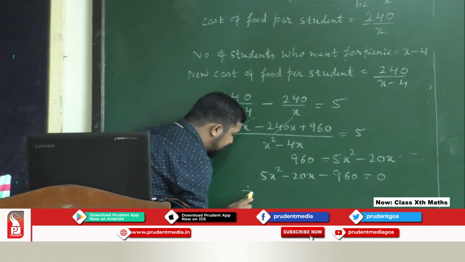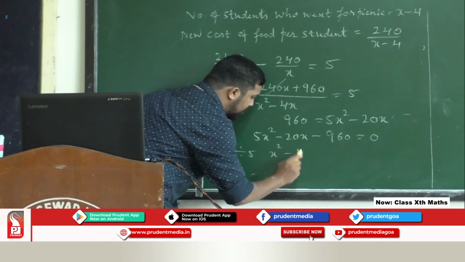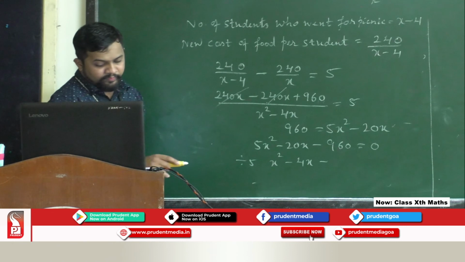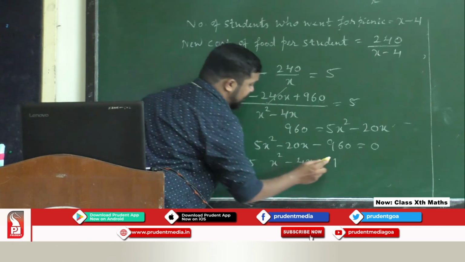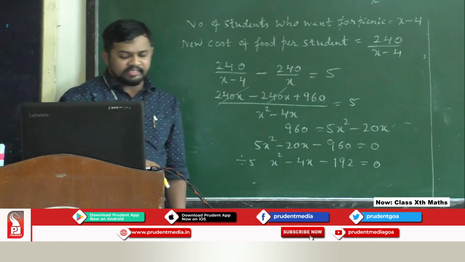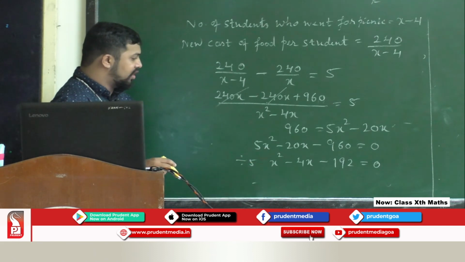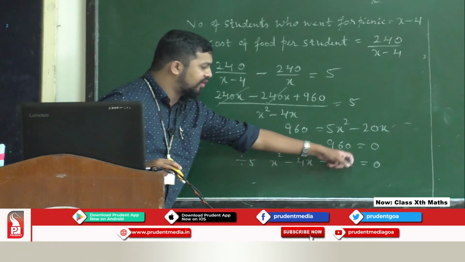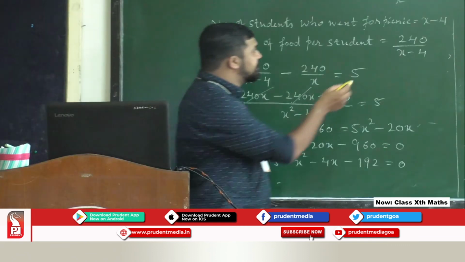Let us divide this by 5. So x square minus 5 4s are 20, that is 4x minus, so 960 divided by 5 you will get 192: 5 ones are 5, 5 nines are 45, 5 twos are 10. So the expression is x square minus 4x minus 192 equal to 0. Now use your method, any method, let us use discriminant only.